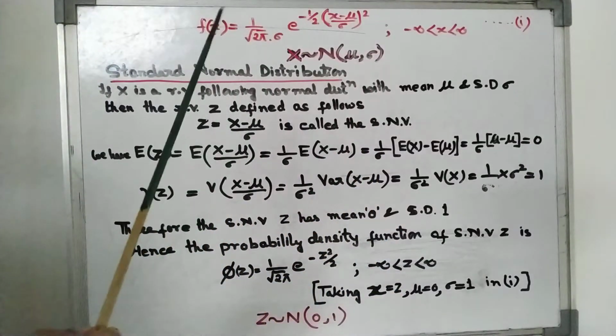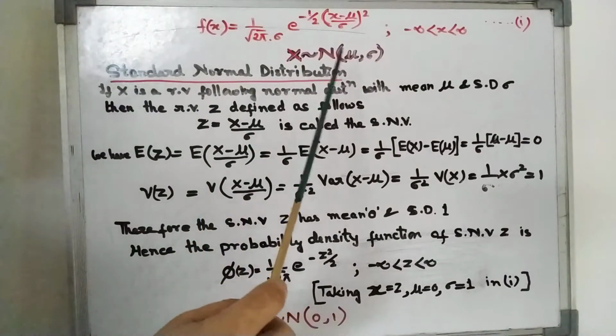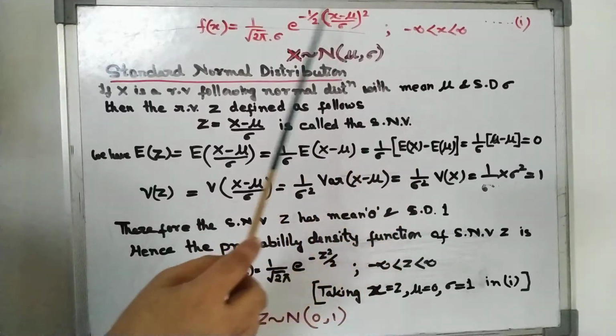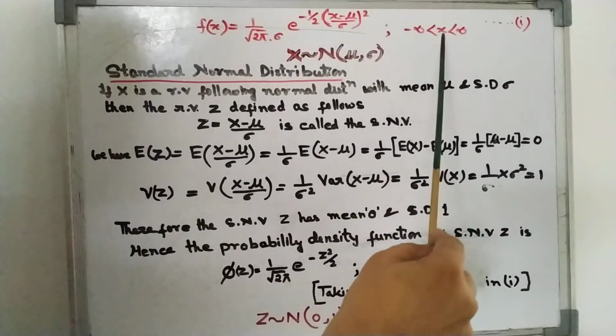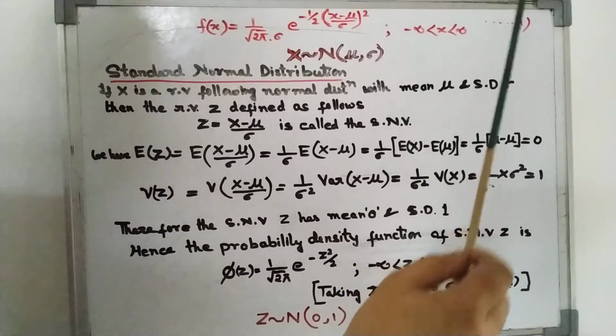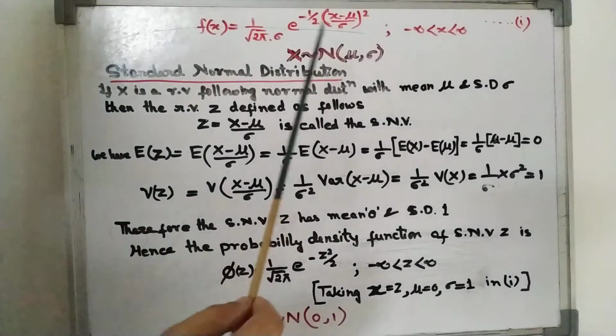Or we generally simply call it the normal distribution. Here x lies between minus infinity and infinity. This is a normal variate, so the limit is from minus infinity to infinity. So today's topic is standard normal distribution.